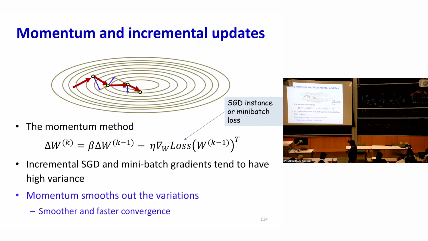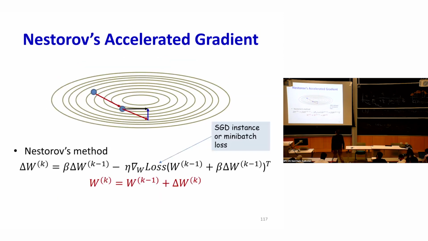And once again, this gradient is going to be computed using the SGD instance of mini-batch loss. And the derivative is going to be computed using backprop, both for momentum updates and for Nesterov's accelerated update.